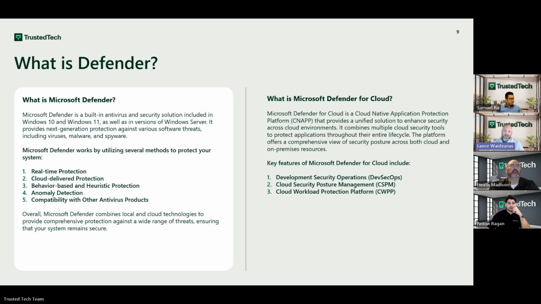And so Defender is your real-time on-system protection, whereas Defender for Cloud is the cloud version of what Defender does for your PC. Defender for Cloud expands that into the entire cloud ecosystem. It's considered a cloud-native application protection platform, a CNAPP, if you will. What this does is it unifies all of your security across the cloud ecosystem into one single place.